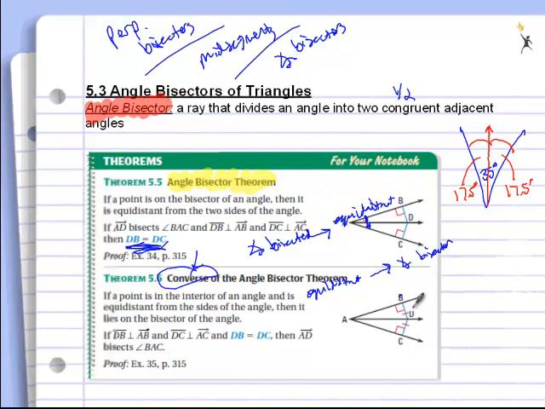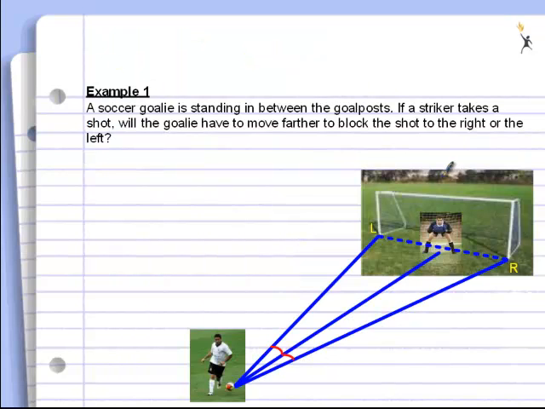Maybe in this one they tell you that DB is 5 and that DC is 5. You can see first that D is equidistant. They're both 5. You can see they're perpendicular. Therefore, D is on the angle bisector, and that angle would be the same. Again, not too tough. Let's look at this example.